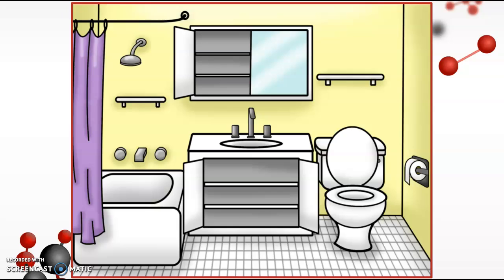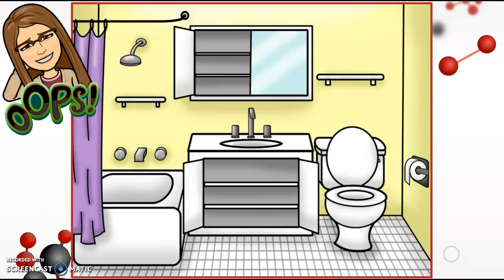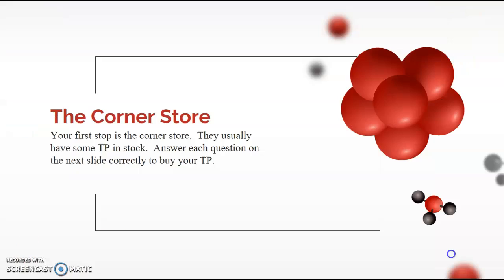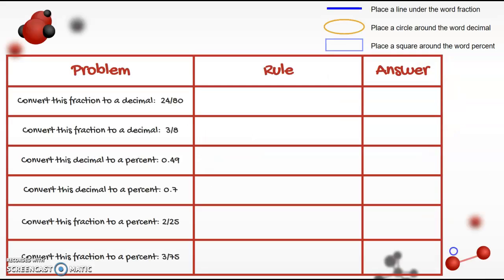See? Your one roll of toilet paper is right here, and you've been using it. So now we need to stock up. Oops, we only had the one. All right, so we're headed to the corner store. They usually have some extra TP in stock, so we're going to answer the questions on the next slide correctly to buy our TP. And we're going to round each answer to the nearest hundredth.